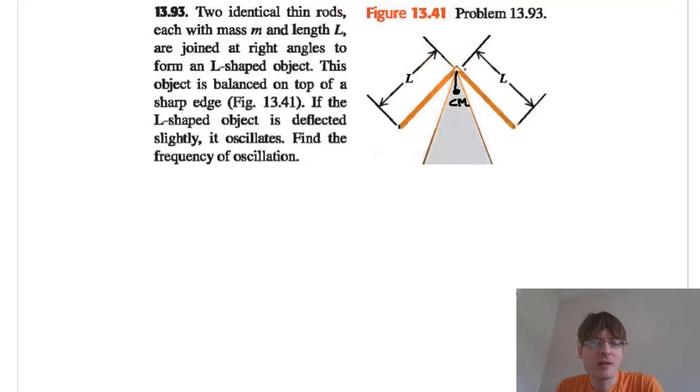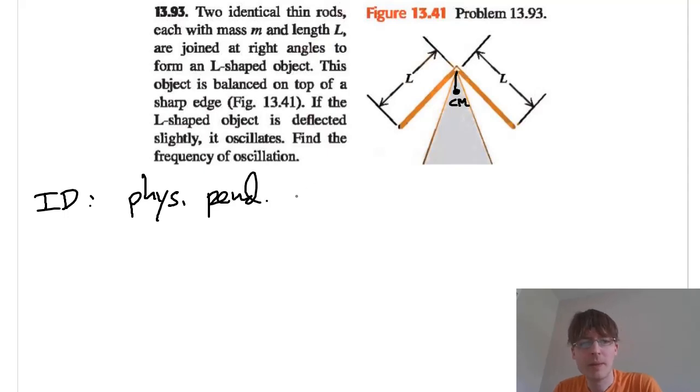It's not a simple pendulum, obviously. However, it is a physical pendulum. So that's really step one of this problem. I've identified it as a physical pendulum. That means I know that its angular frequency omega, which is 2 pi f, is going to be equal to the square root of mgd over the inertia.